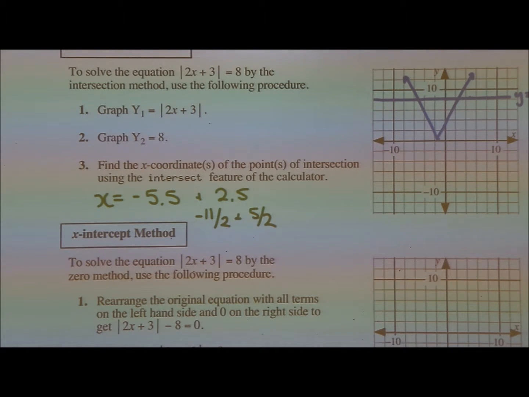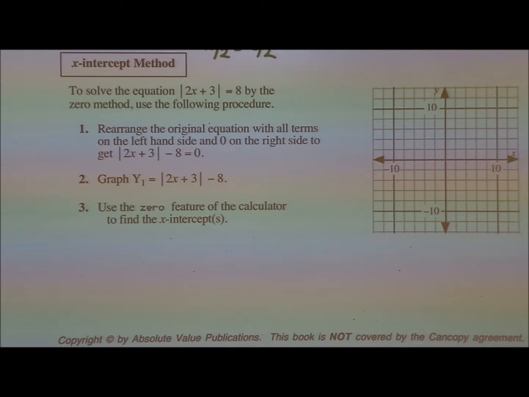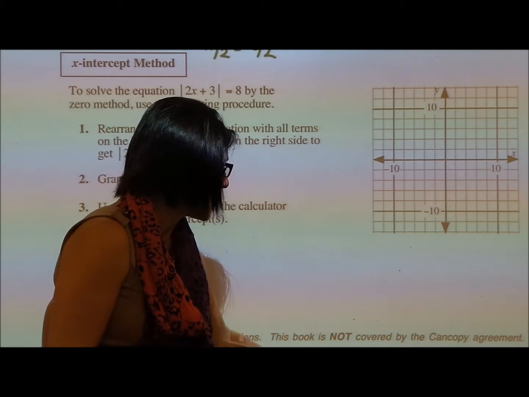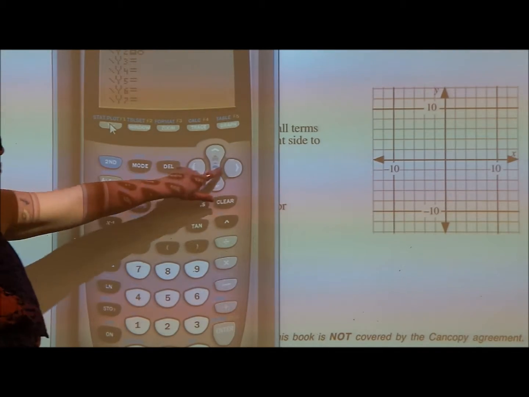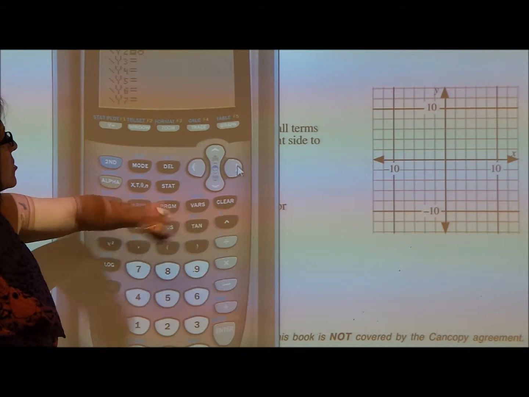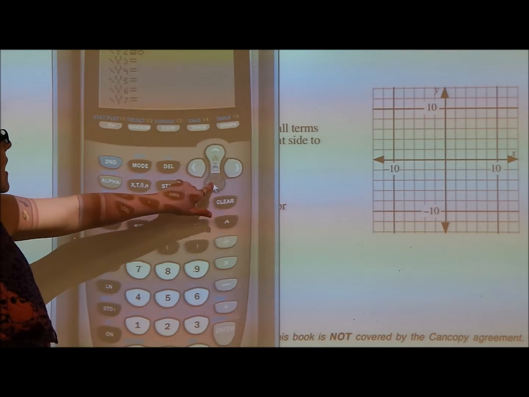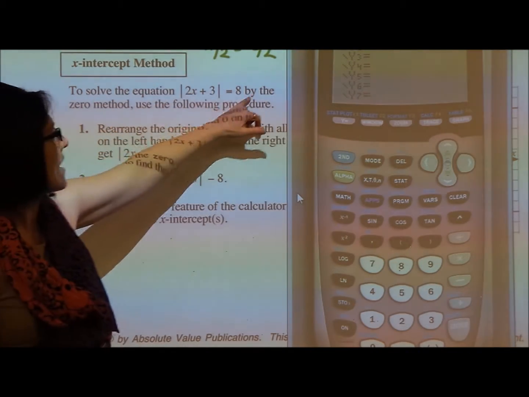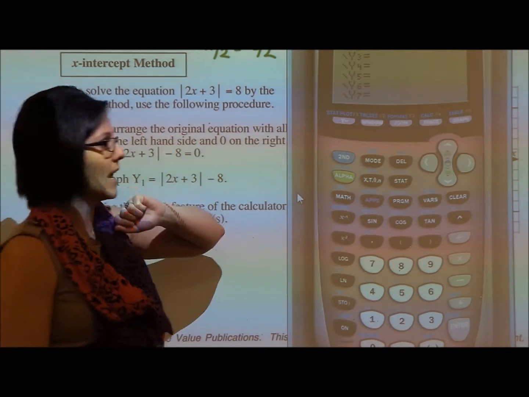The x-intercept method means finding the x-intercepts, which is finding the zeros. In order to do that, I can only have one equation. So instead of having the 2 equations, y1 and y2, I have y1 equals the absolute value of 2x plus 3, and then I put minus 8. So I take this equation and I put everything onto one side. I move the 8 over, which makes it negative.